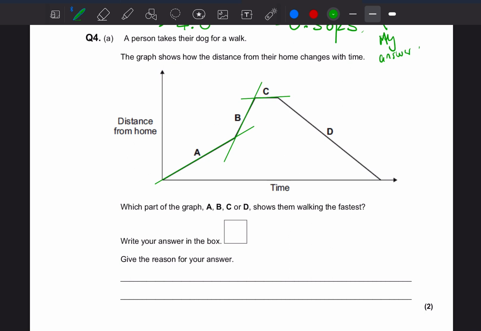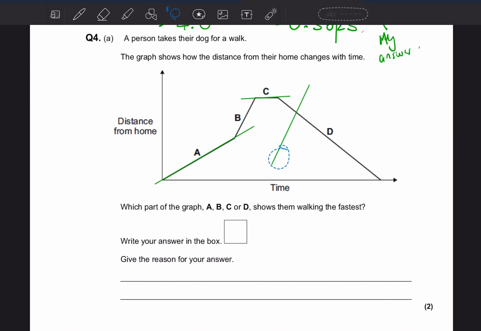The tricky thing is that B and D, they're both traveling. D, they're just going back to the start. So is the gradient of B different to the gradient of D? That's the thing you have to work out. But we can probably see if I just move this across.